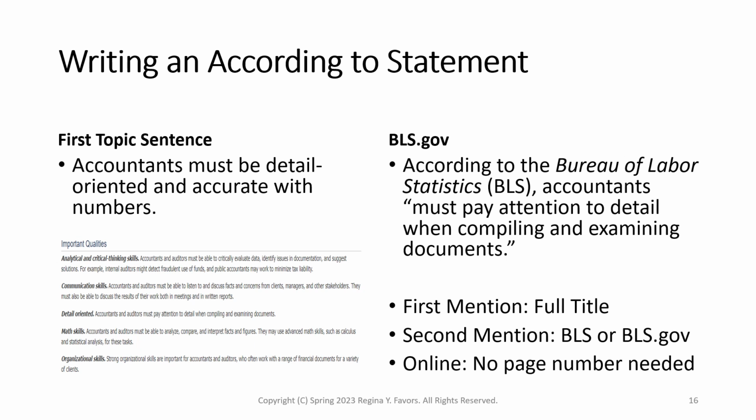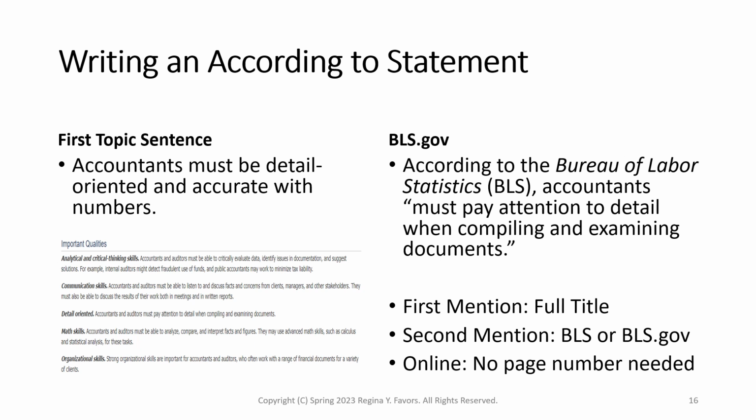So, according to the Bureau of Labor Statistics, accountants must pay attention to detail when compiling and examining documents. So, whenever you do a first mention of a new source, it's a full title. If there was an author here, you would write the author. When it's just a second mention, you could reference it by BLS or BLS.gov, because this information derives from an online source. You don't need a page number.